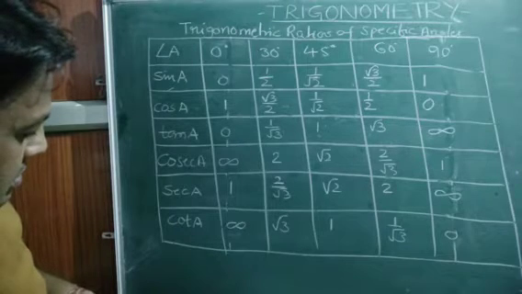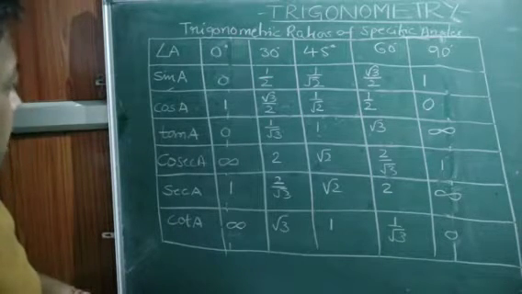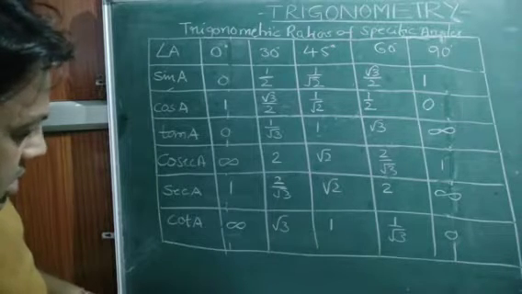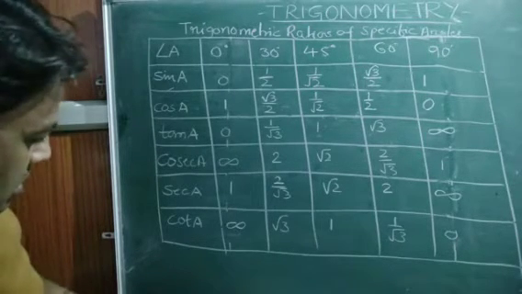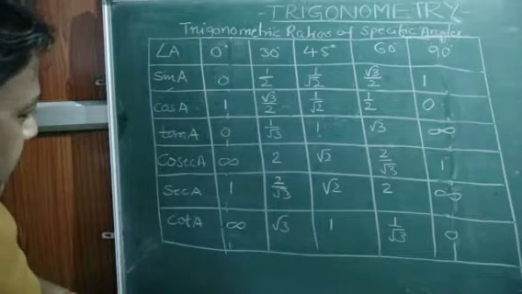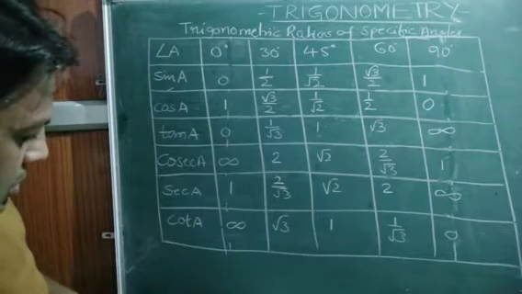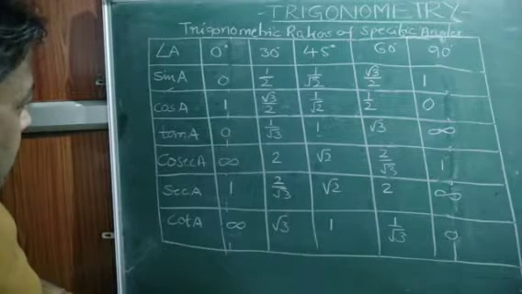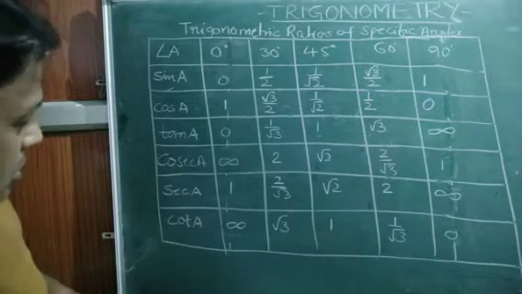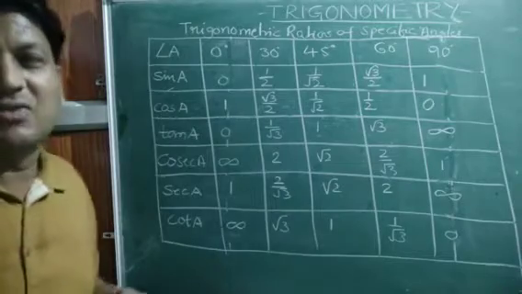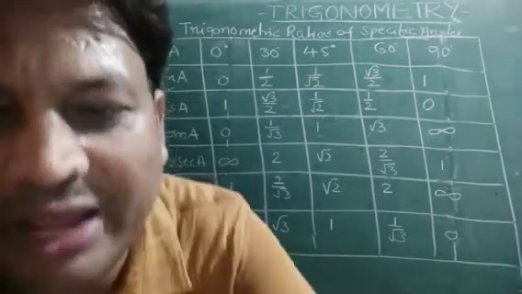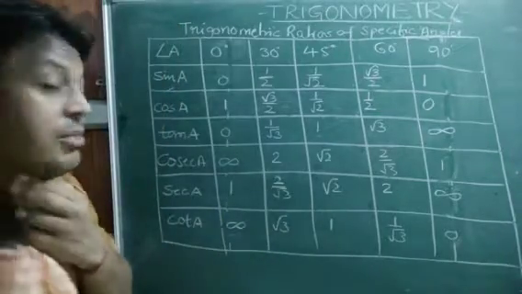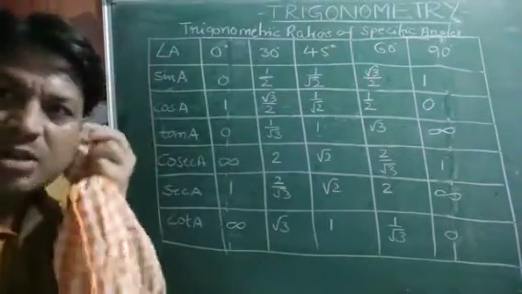Next, cot: not defined, root 3, 1, 1 by root 3, 0. Next, sec: 1, 2 by root 3, root 2, 2, not defined. And cosec: not defined, 2, root 2, 2 by root 3, and 1. Yes children, all values are correct. So children, these are the values which you have to remember.